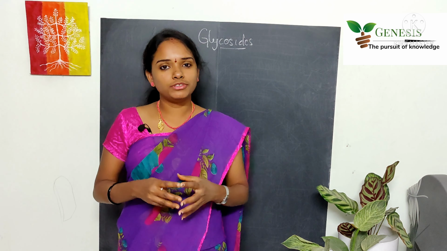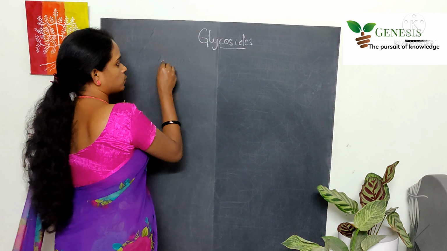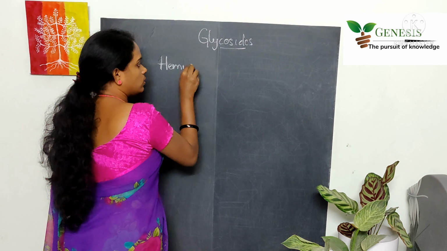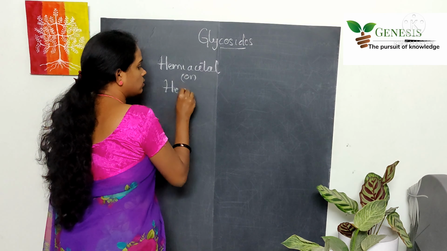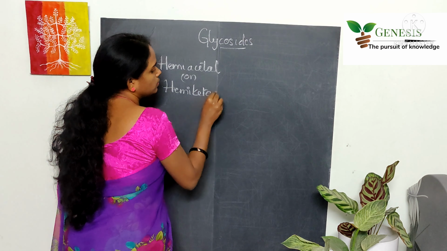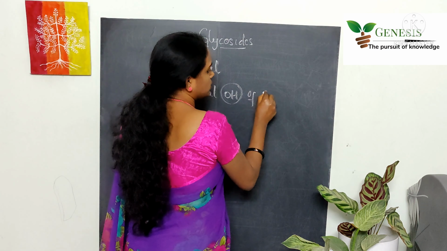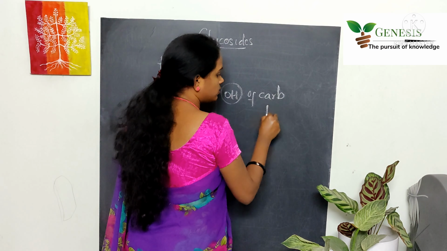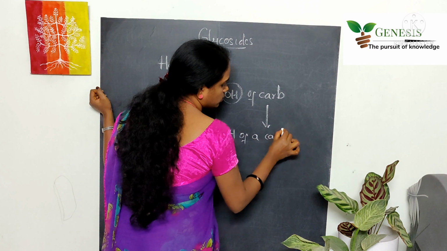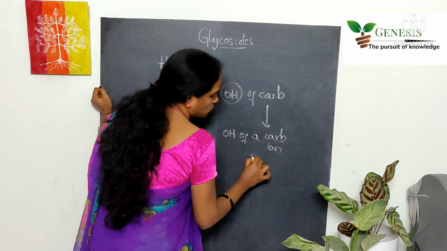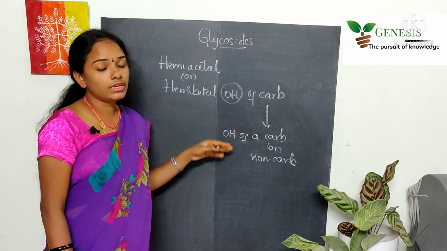Welcome to my class. So today we are going to learn about glycosides. These glycosides are formed when the hemiacetal or hemiketal OH group of a carbohydrate reacts with the OH of another carbohydrate or a non-carbohydrate. Then those structures are called glycosides.